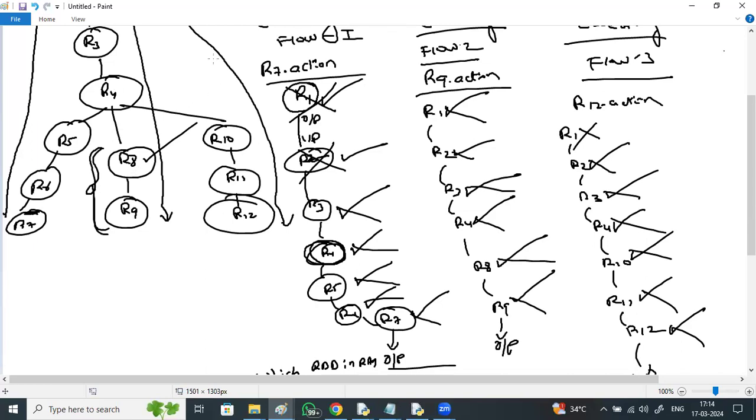If R4 is available in the RAM, it can give its output to R8 or R10.